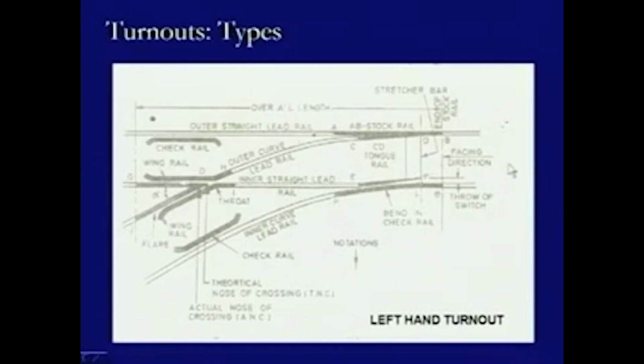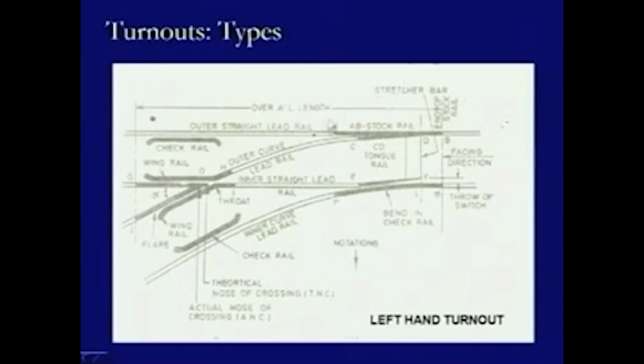Now, if we are coming from this side, then this becomes the outer side of the turnout. Therefore, this is known as the outer straight lead rail, and this is known as the inner straight lead rail. Whereas, if again looking from the same direction, this is termed as the outer curved lead rail, whereas this one is termed as the inner curved lead rail. So, this is how we are distinguishing between the straight and the curved lead rails, as well as within the straight and the curved lead rails respectively.